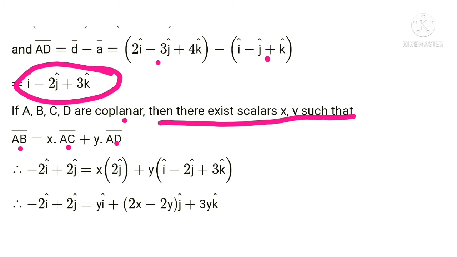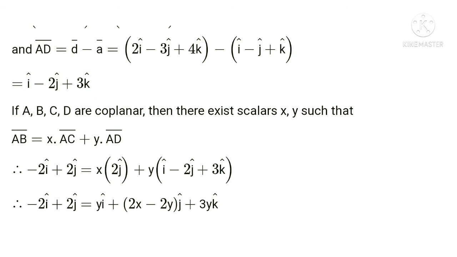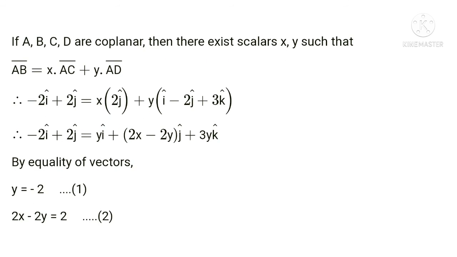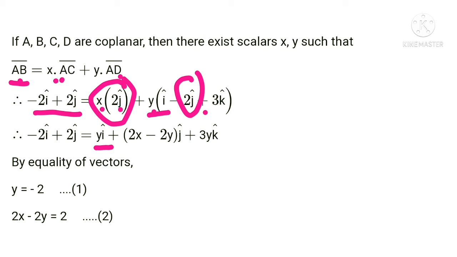So we put the values: x AC bar plus y AD bar. We put AB bar as minus 2 i cap plus 2 j cap, x as it is, AC bar, y as it is, then AD bar. Now you multiply: 2x i cap. You compare i cap: here i cap is only 1, y i cap. Then j cap is these two terms, 2x minus 2y j cap, and 3y k cap.